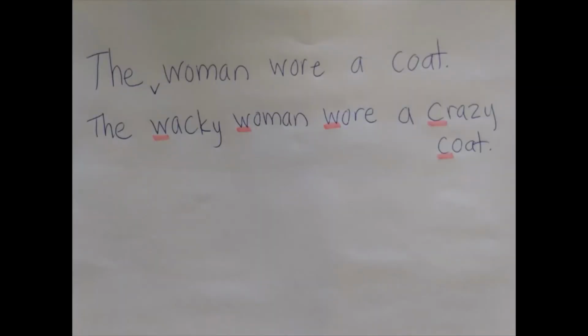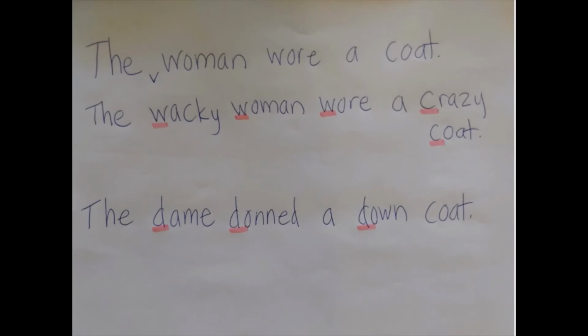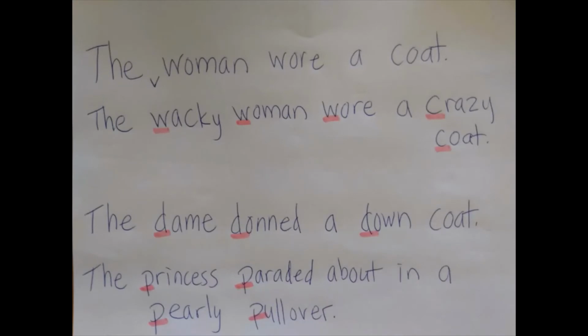So now let's look at the basic sentence again. The woman wore a coat. And let's draw on both adjectives and synonyms to create a sentence with alliteration. The wacky woman wore a crazy coat. Or how about the dame donned a down coat? Did you find the alliteration there? How about this one? The princess paraded about in a pearly pullover.